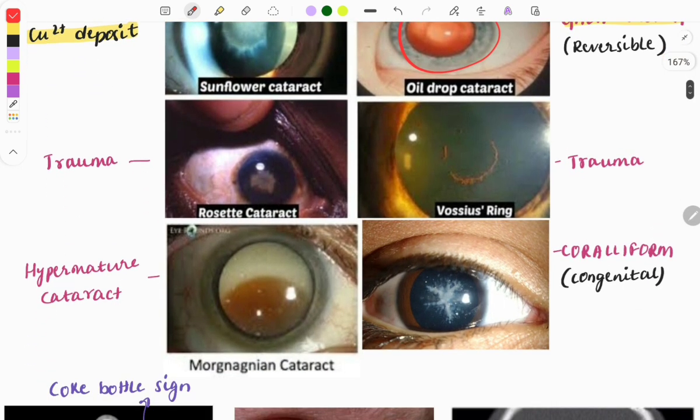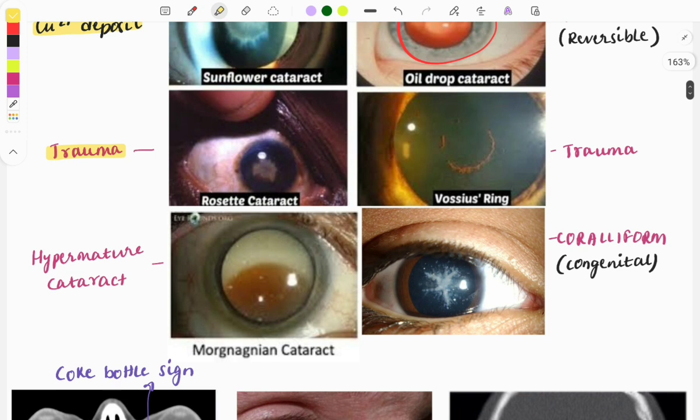Then the next is the rosette cataract, which is seen in the trauma. Whenever there's blunt trauma to the eye, you can see the rosette cataract. Then Vossius ring. This is also seen in case of a trauma. This is not a cataract, it is just a ring. It is due to bleeding. So because of bleeding, this ring forms, which is called a Vossius ring, and this is also a finding seen in the blunt trauma.